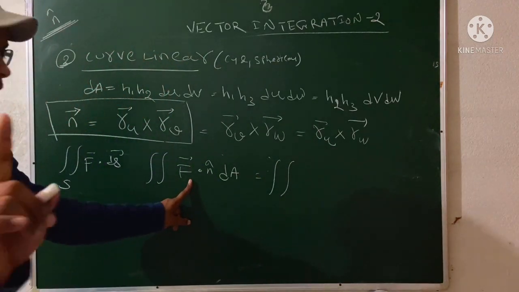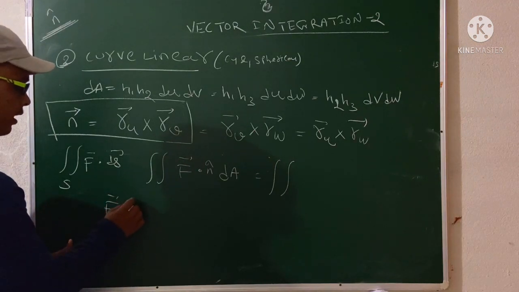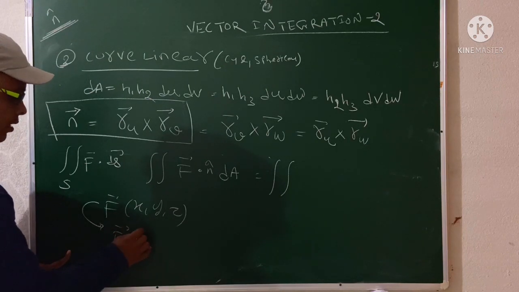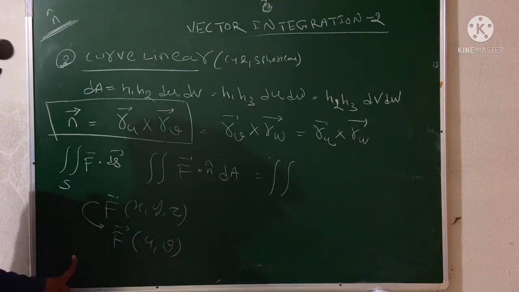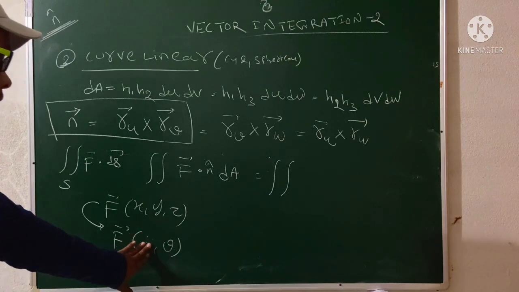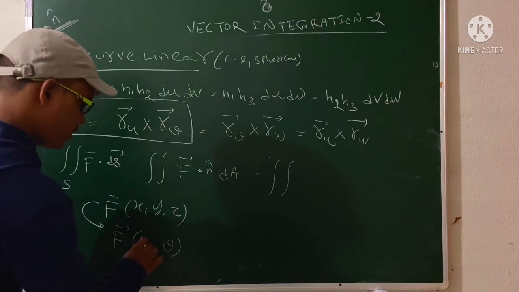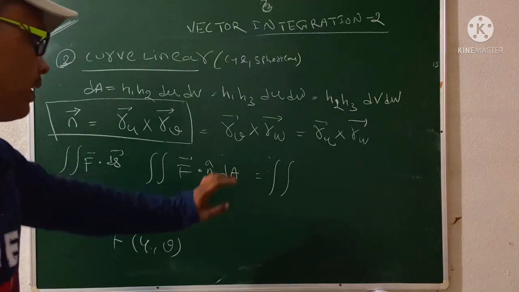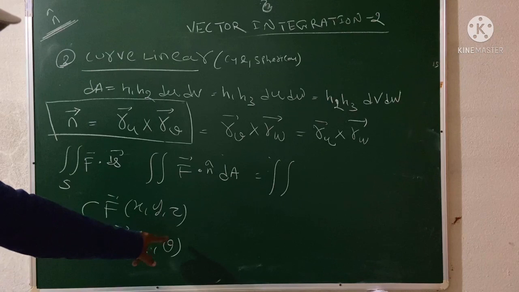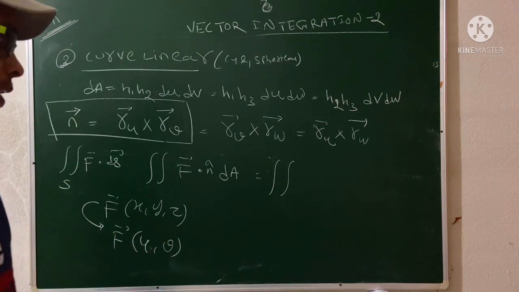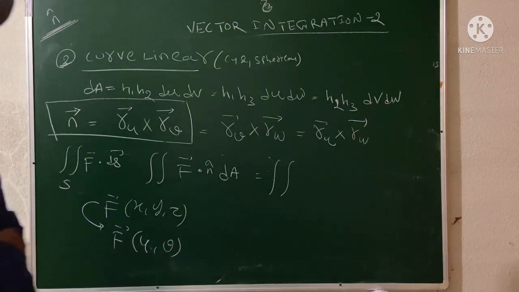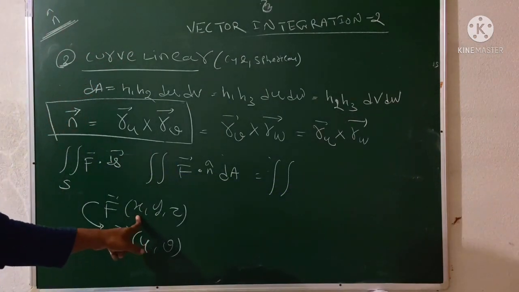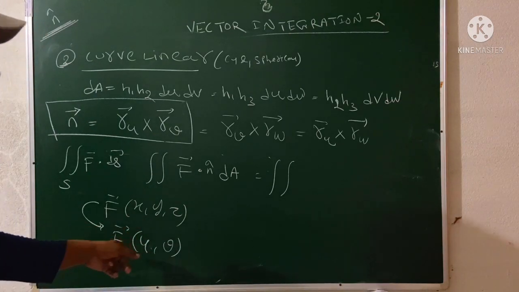Remember, if F is given in terms of x, y, z, then you have to first transform it to F of u, v. What are u and v? I told you five minutes ago. So for F dot n cap dA, first transform F from x, y, z to u, v using the cylindrical or spherical coordinate system. Which coordinate system you use is most important. If you use the cylindrical coordinate system, then change x equal to r cos theta, y equal to r sin theta. So it changes totally.